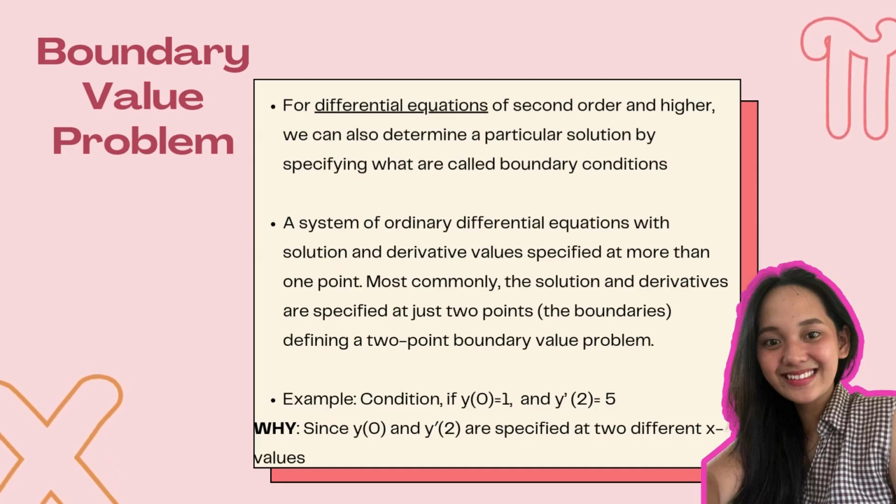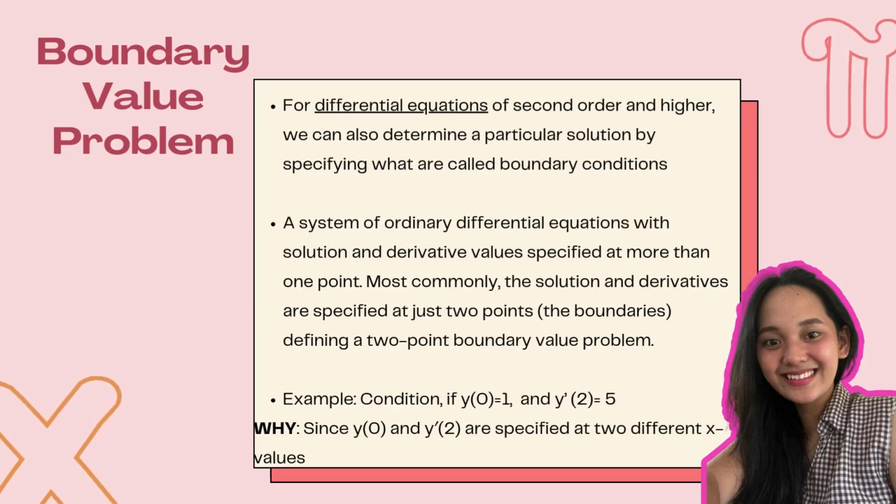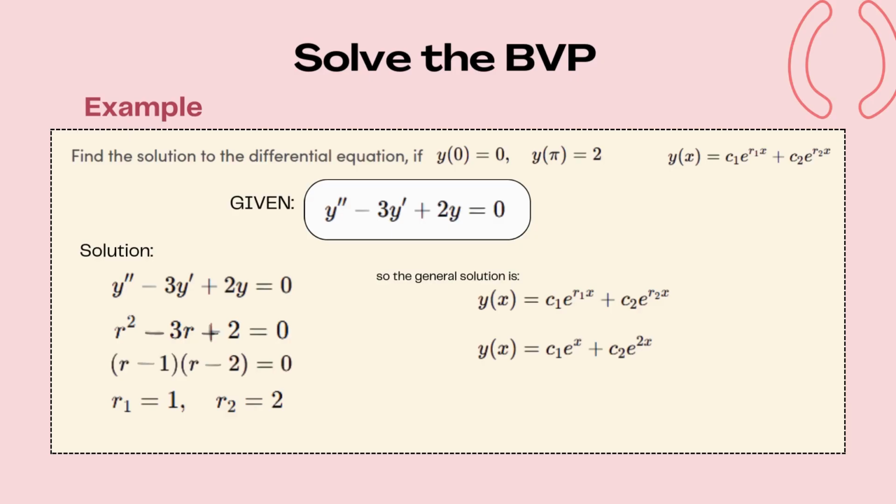Example condition: y of 0 is equal to 1 and y prime of 2 is equal to 5. Example for solving the BVP. Find the solution to the differential equation if y sub 0 is equal to 0 and y sub pi is equal to 2. The second derivative of y minus 3y prime plus 2y is equal to 0.